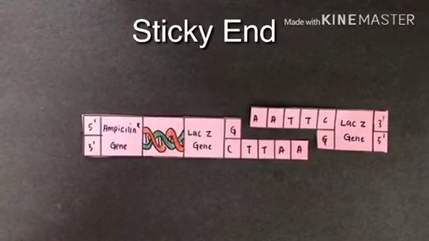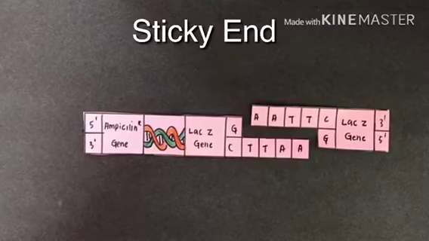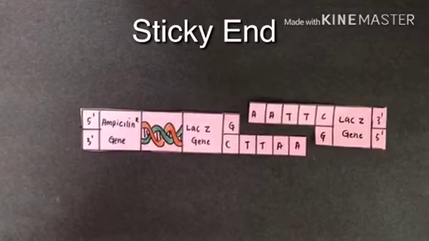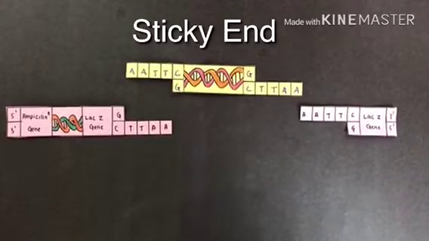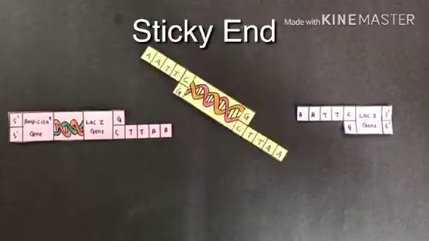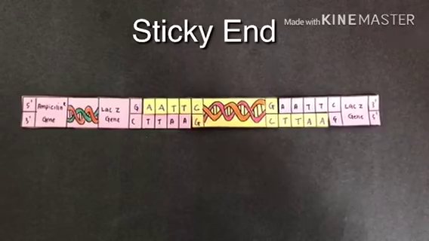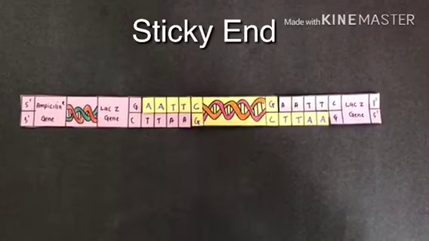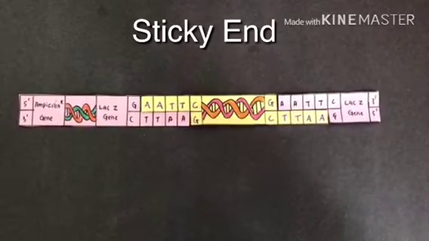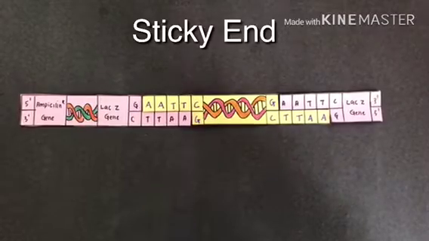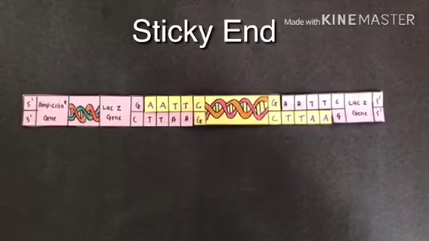A fragment from a different DNA molecule is cut by the same restriction enzyme. So this is how the fragment from a different DNA molecule comes and attaches to the gene of interest. So one possible combination occurs. DNA ligase seals the strand. The recombinant DNA molecule is completely formed with sticky ends.